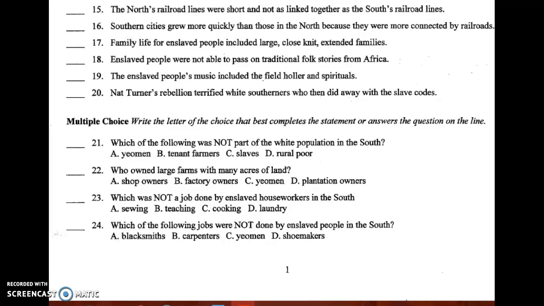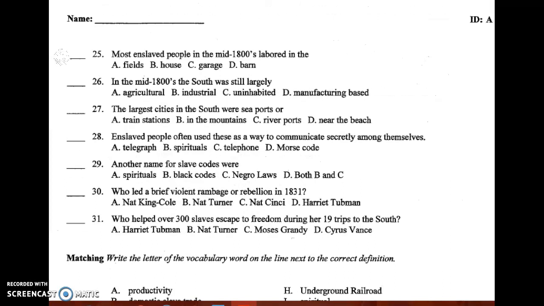Number 23. Which was not a job that was done by enslaved houseworkers in the South? A. Sewing, B. Teaching, C. Cooking, D. Laundry. Number 24. Which of the following jobs were not done by enslaved people in the South? A. Blacksmiths, B. Carpenters, C. Yeomen, D. Shoemakers. On page 2, we'll continue the multiple choice.